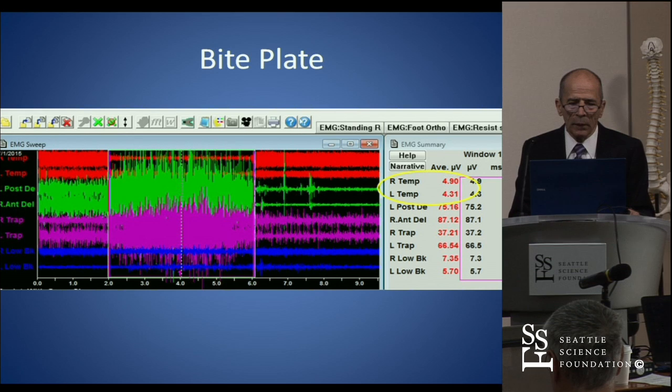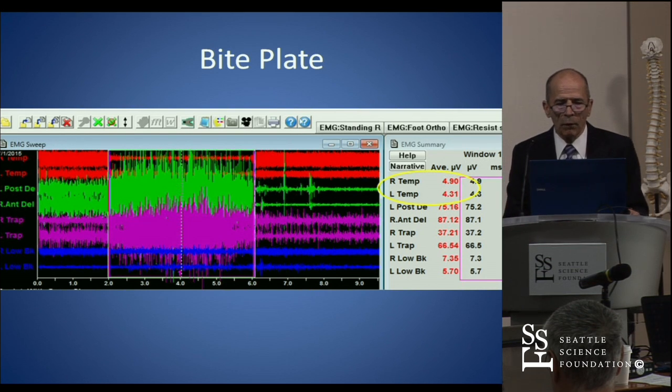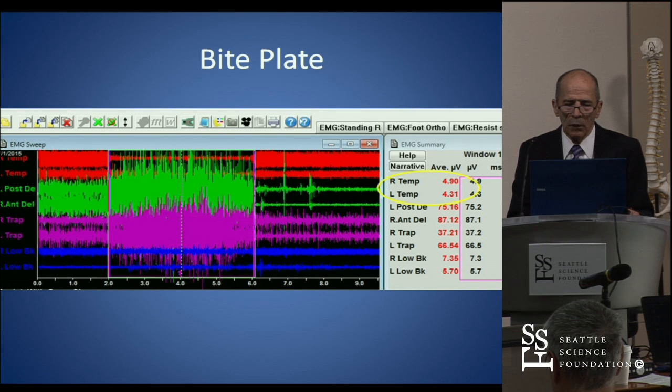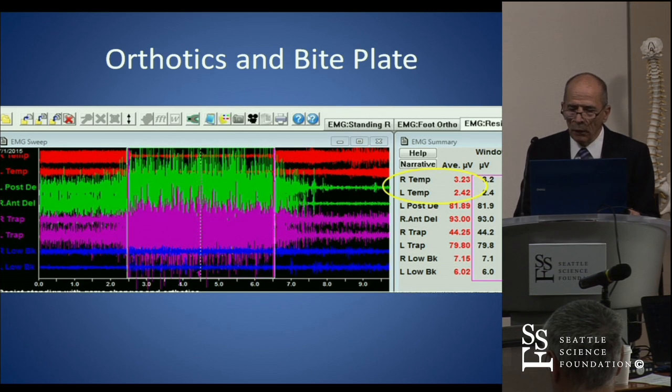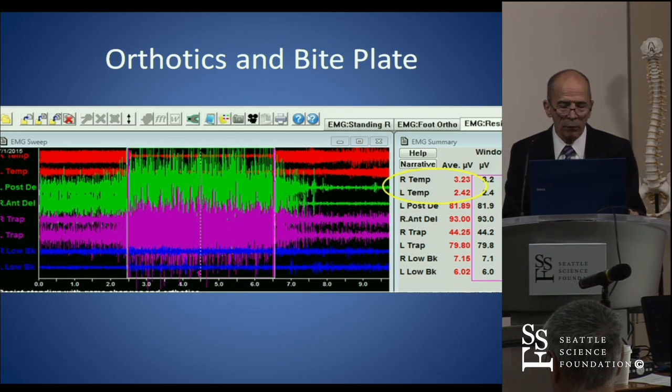We put the bite plate and the orthotic in, and it went down to the bite plate only, and it went to almost 5 microvolts. And if you combine the two, the right temporalis was 3 microvolts, and the left temporalis was down to 2 microvolts.